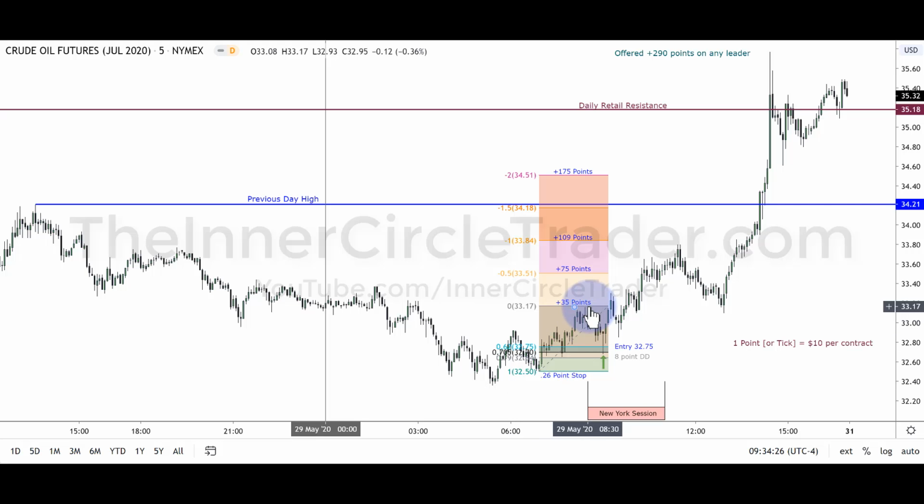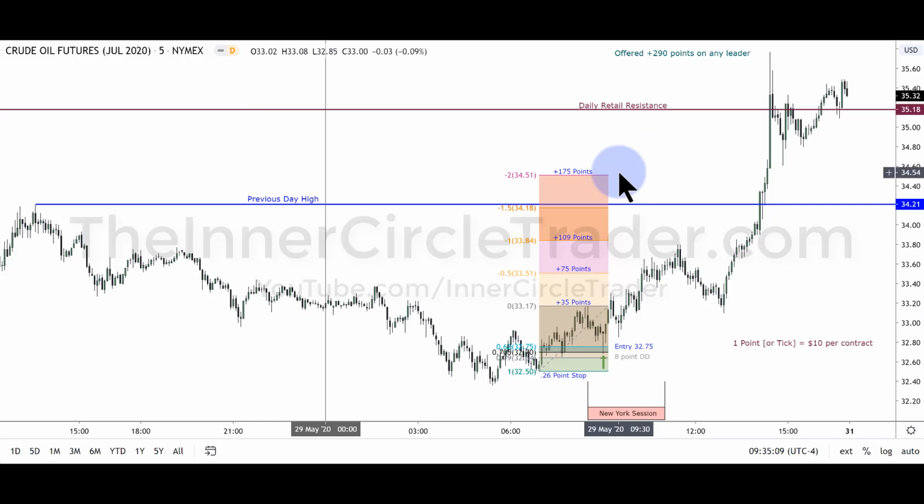And trading back just to the old high offered more than 35 points or $350. 1/2 a standard deviation is 75 points or ticks, or in monetary terms it would be a hypothetical $750. Then over 1,000, so $1,090 at 1 standard deviation. Now that's even before you get to the previous day's high. 1.5 standard deviations takes us to 34.18, and that doesn't quite get us above the daily high from the previous day. The next one is your 2 standard deviations at over 175 points. So that's $1,750 per contract.